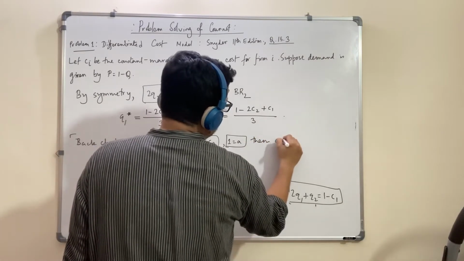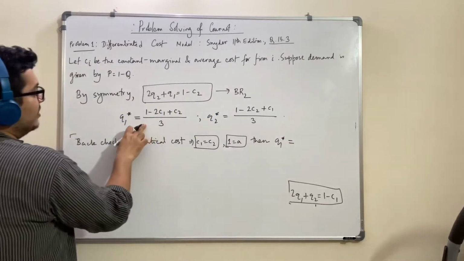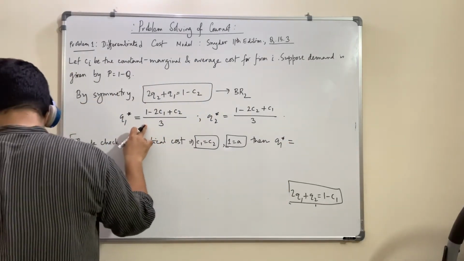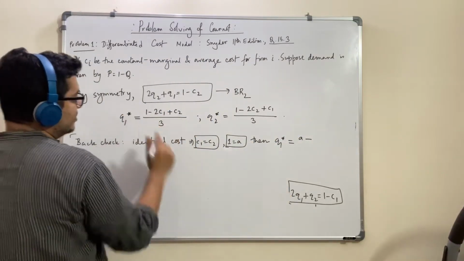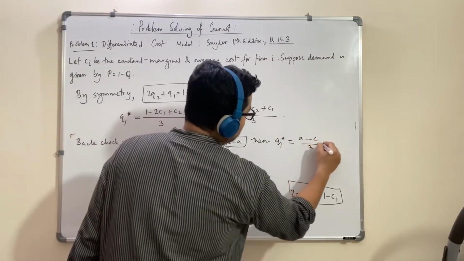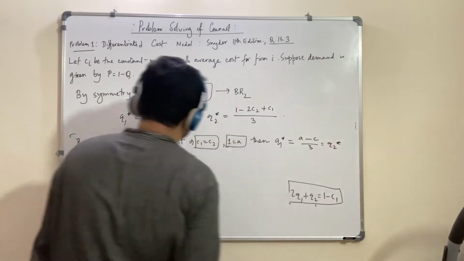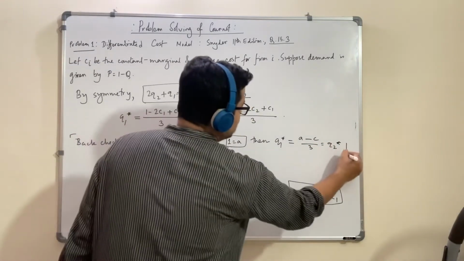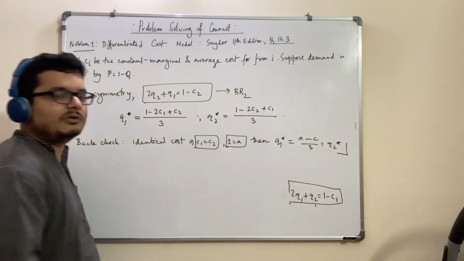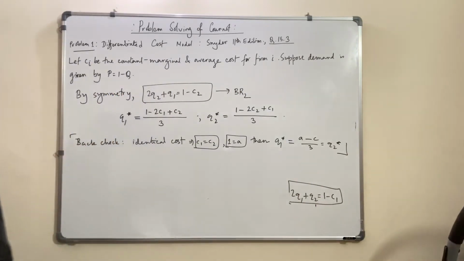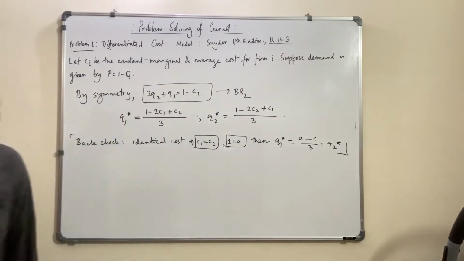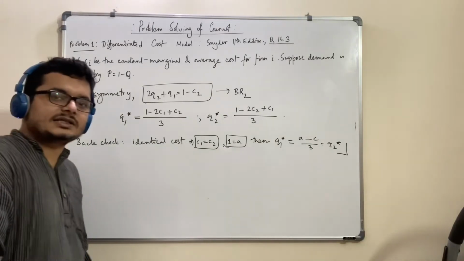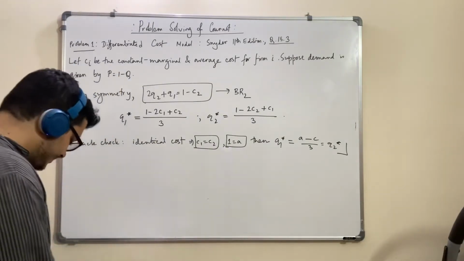then our q1 star becomes (A minus C) by 3, both are C, which is also q2 star. So that means it matches with the equilibrium output that we got in our earlier class. So we have solved the problem correctly. So this is a very easy way of back checking that your calculation is indeed correct.